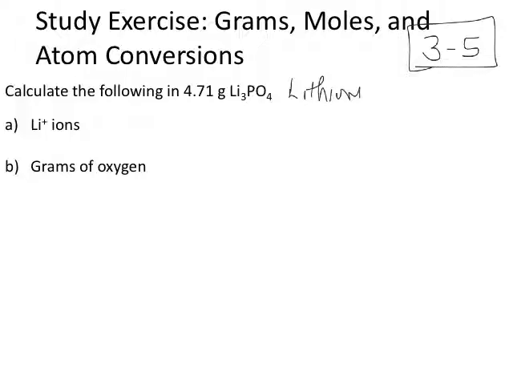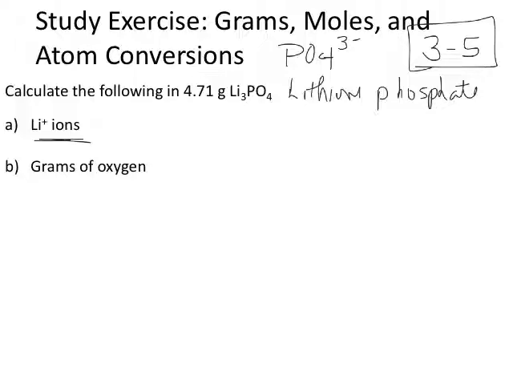And then the PO4 is a polyatomic, PO4 3-. You should know the charge, and you should memorize its name is phosphate. So you should be able to recognize that that's lithium phosphate. Okay, but the question's asking you for A to calculate the lithium plus ions.